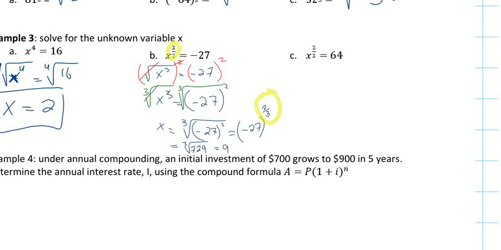So how do you solve x to the power of 2 over 3 equals 64? You can raise it to the power of 3 over 2, yeah? And the reason we can do that is because if I multiply 2 over 3 and 3 over 2, they give me 1. They cancel to give me 1, yeah?